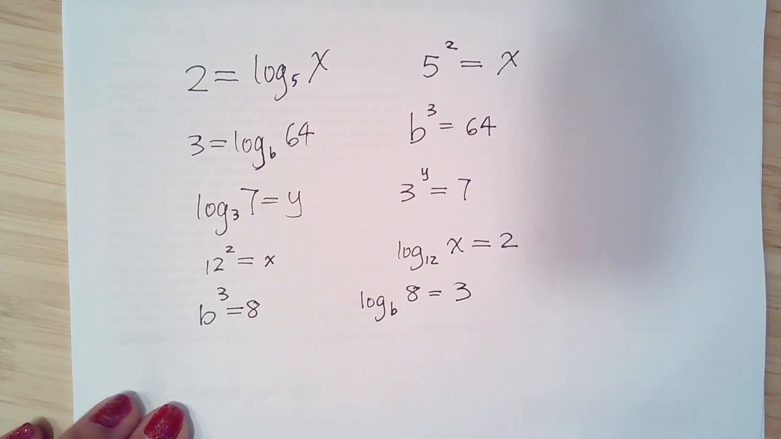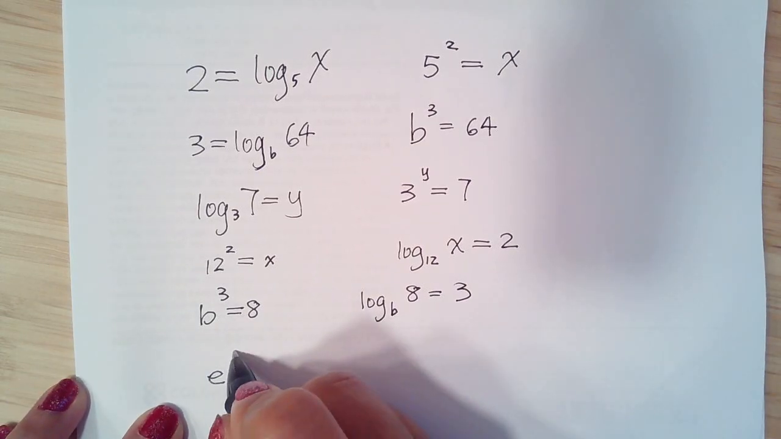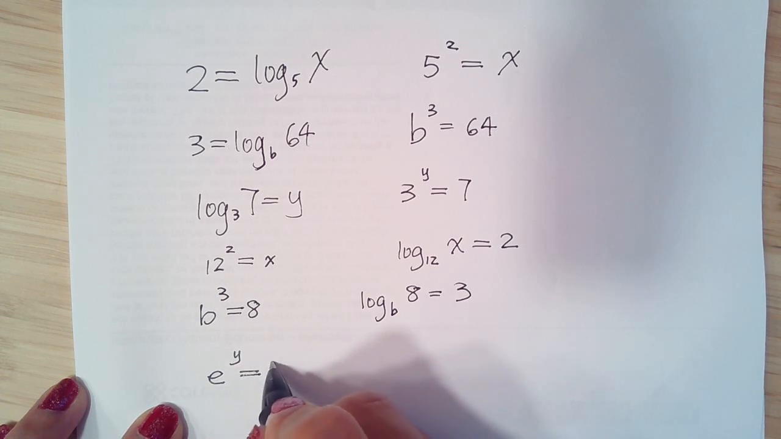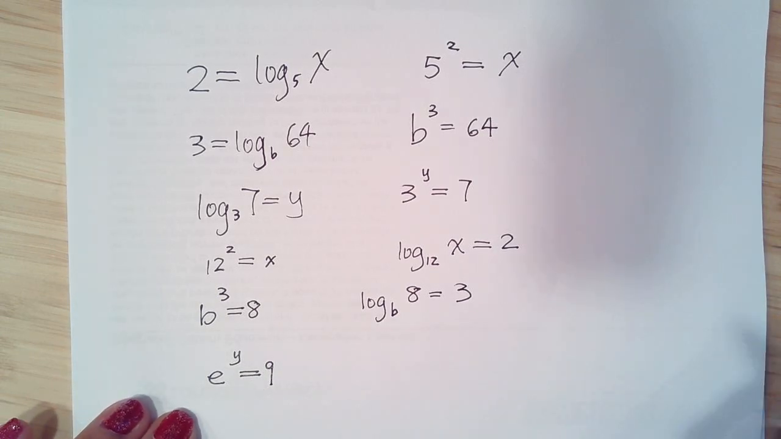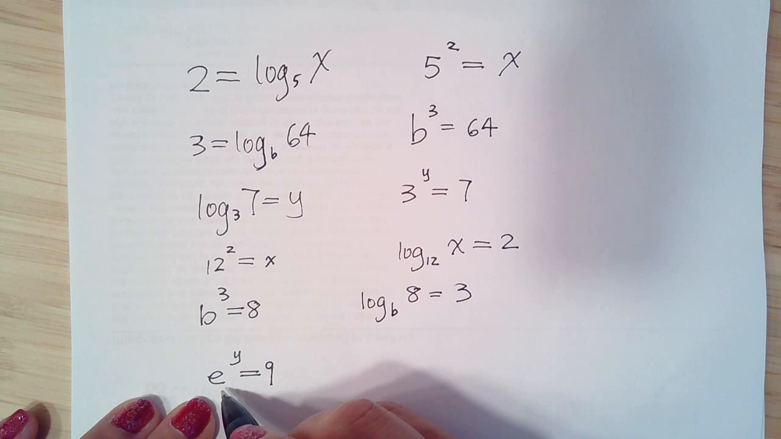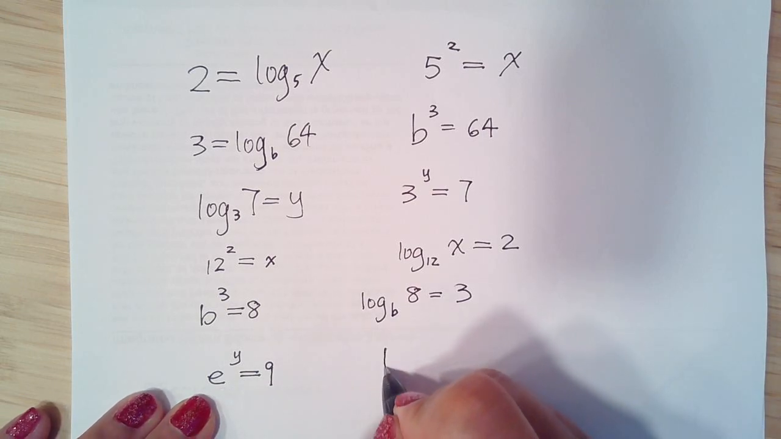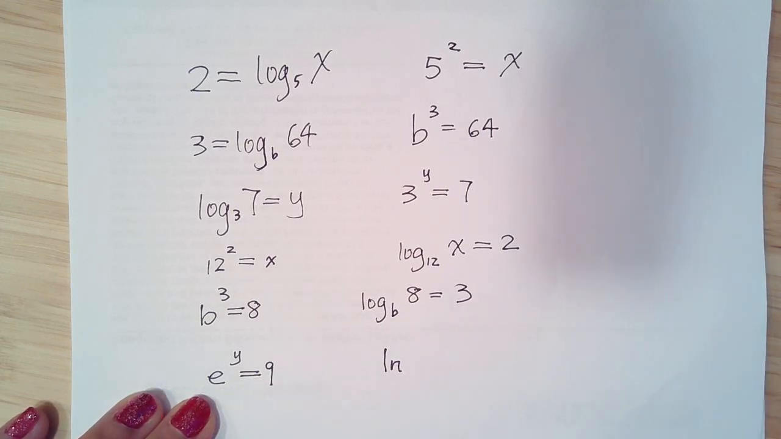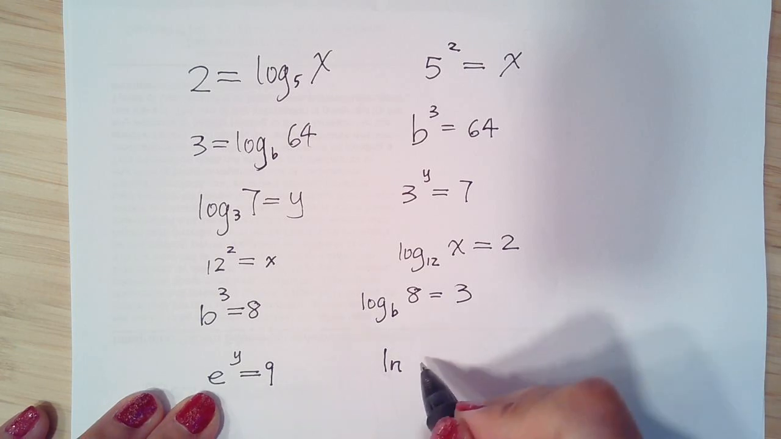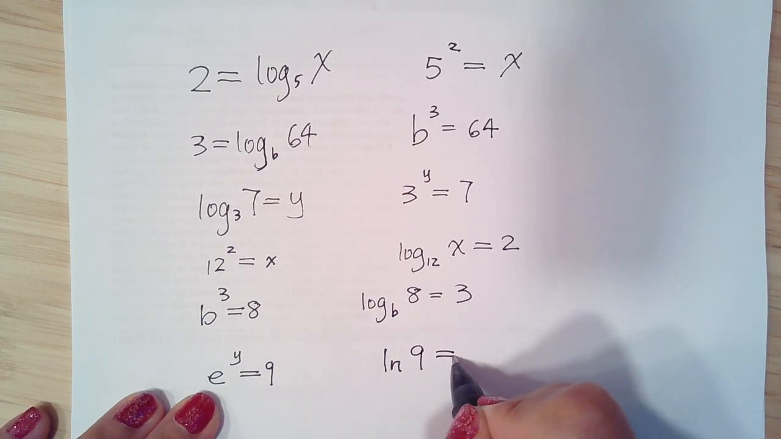All right, last one. E to the yth power is 9. Let's rewrite that. Base is the base, so the log base will be the ln, right? Yeah, and then ln 9 equals y.